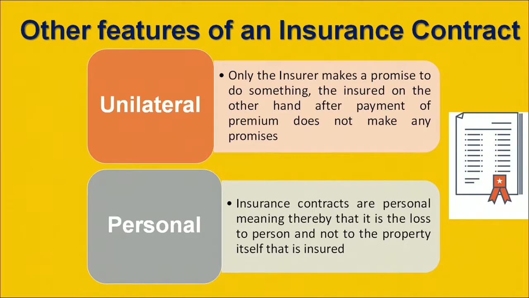It is also personal in nature. Insurance contracts are personal, which means that there is the loss to the person and not to the property itself that is insured. So when I say that I am insuring my house or my car or my office, what does it mean? Of course, the asset gets damaged and there is a damage to the property, but ultimately the loss is borne by me. So I am, as a customer, the person who is suffering the losses, and hence it is personal in nature.